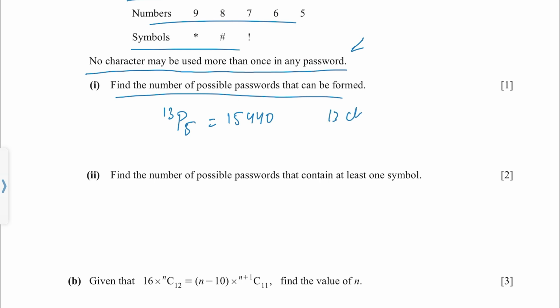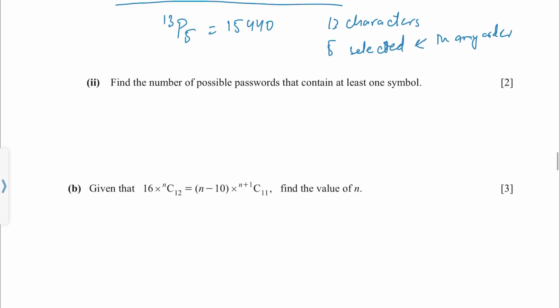13 characters are there, and we need to select 5, and in any order. So the order is important here. There can be a letter first, or a number first, or a symbol first, and similarly for the next place.